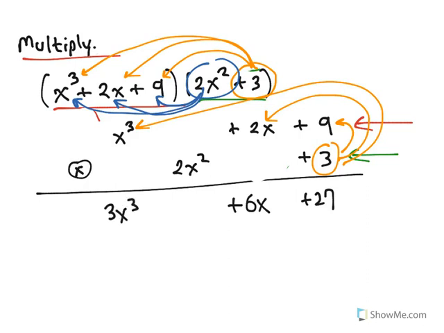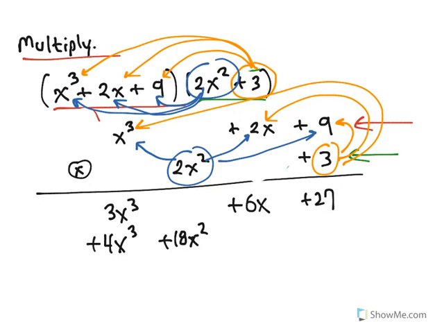And then I'm going to multiply the 2x squared to each of the terms from the other polynomial. So we're using the distributive property. So 2x squared times 9 is going to be 18x squared, and I'll write that here in the column for second degree terms. And then I have 2x squared times 2x, which is going to be 4x cubed.